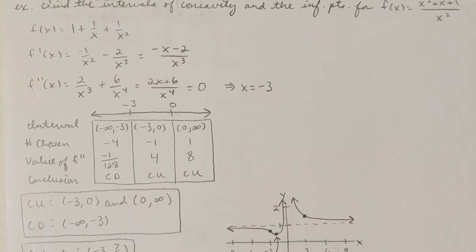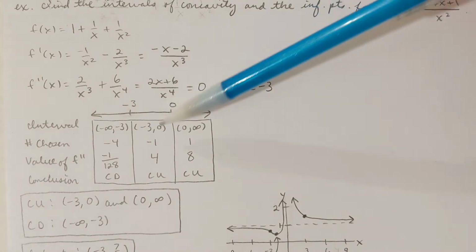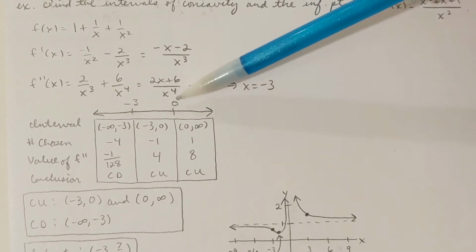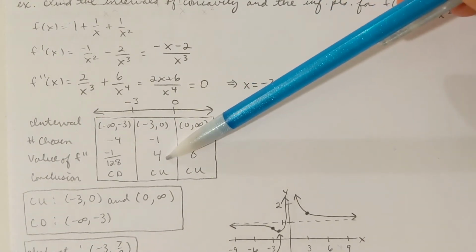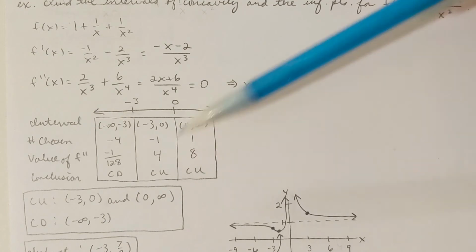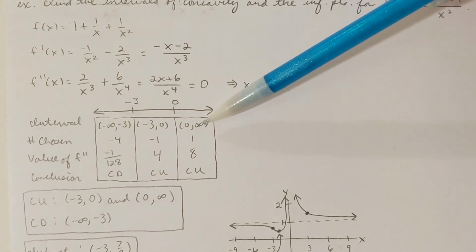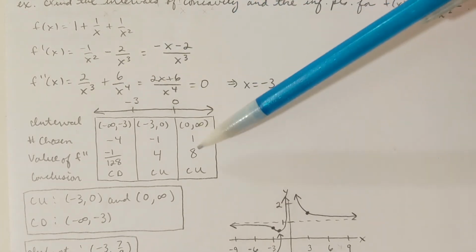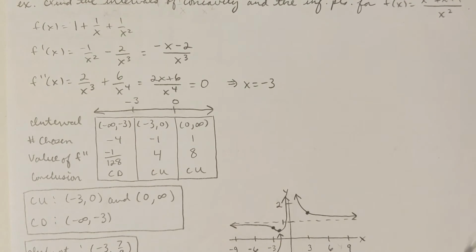How about the middle interval? I need a number between negative 3 and 0. So if we let x be negative 1 and we plug that in, here's negative 2 plus 6 is 4. I'm dividing by 1. I get 4. I'm concave down on that part of the graph. And a number bigger than 0, if we let x be 1, plug that into f double prime. 2 plus 6 is 8. Okay, and we're concave up still.